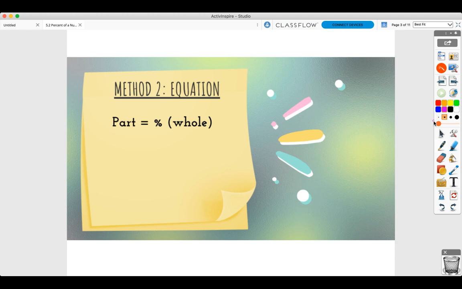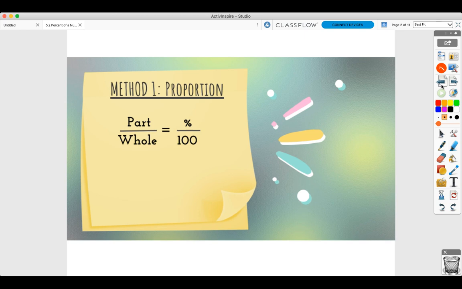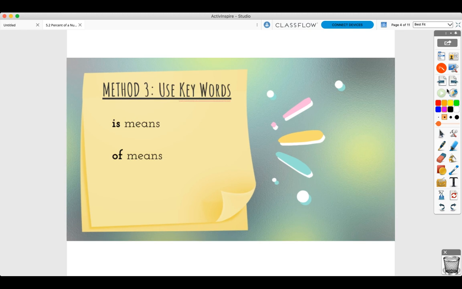Method 2 is an equation method. It's part equals percent times whole. So methods 1 and 2 require you to memorize this formula or this setup. And method 3 is understanding keywords.